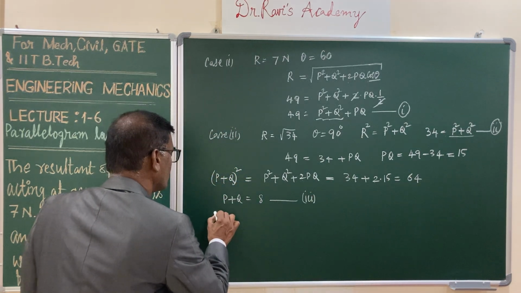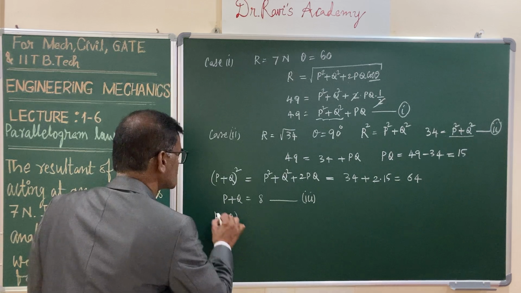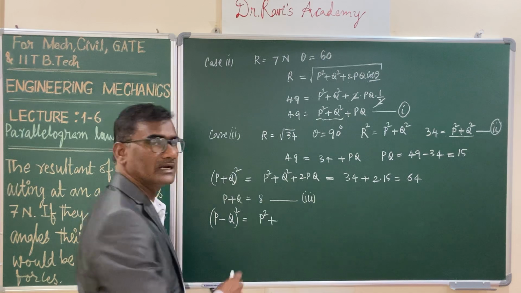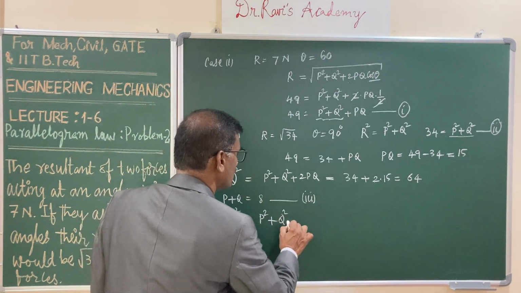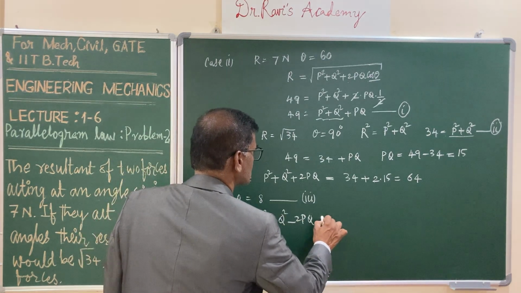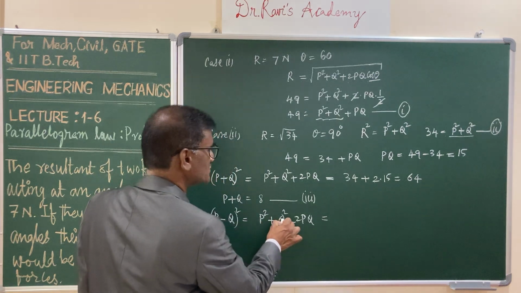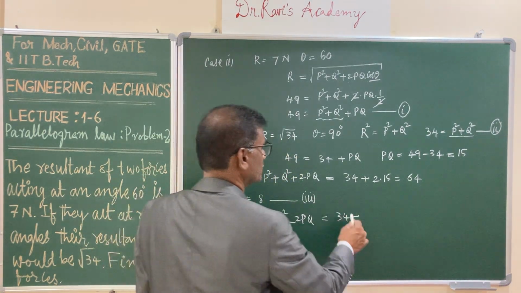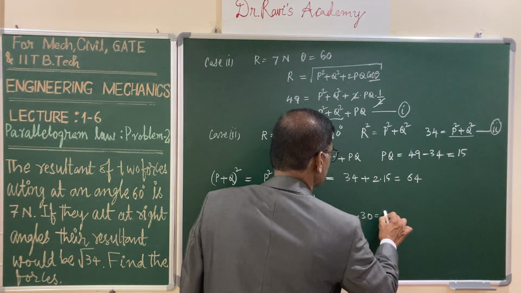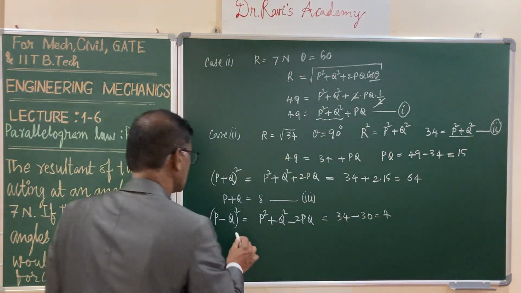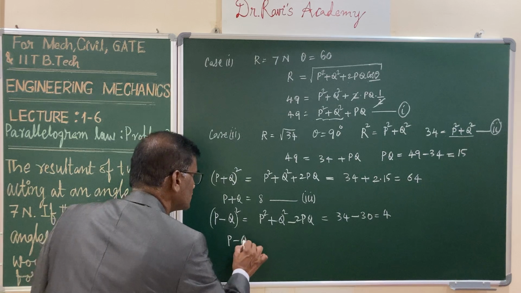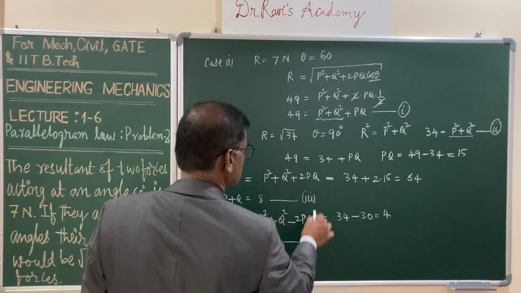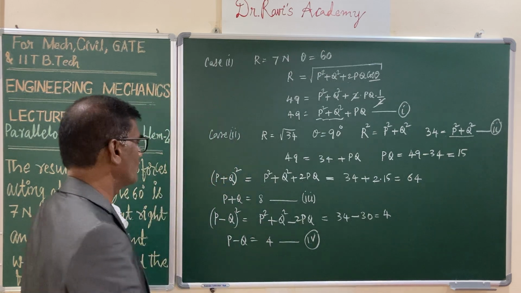Similarly, now you write down what is (P minus Q) whole square. Let us expand this. So this becomes P square plus Q square minus 2PQ. So substitute the value of P square plus Q square, that is 34, minus 2PQ, that is 30, and this becomes 4. And your P minus Q is equal to 2. This is equation 4. Solve equations 3 and 4 for P and Q values.